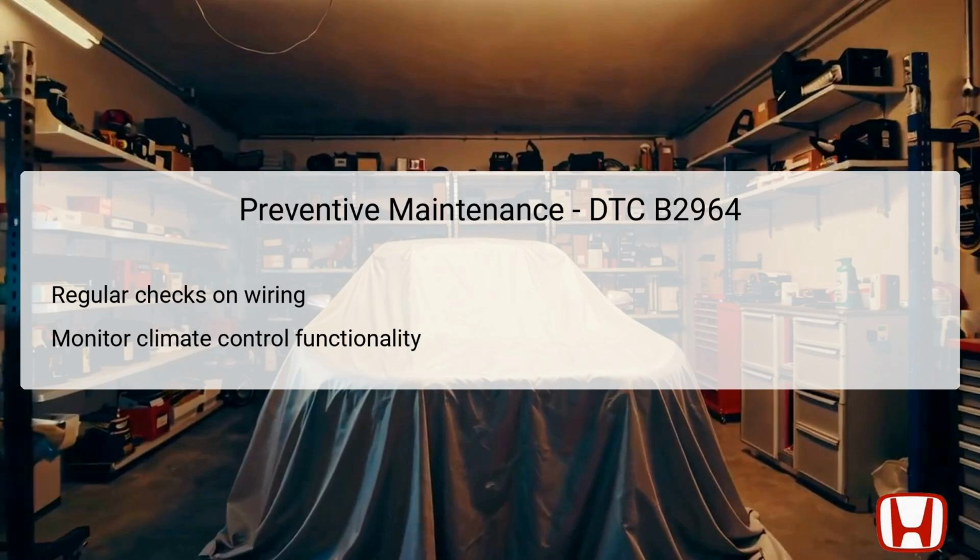Preventive maintenance plays a critical role in minimizing the risk of encountering DTC B2964 in the future. Regular checks on the wiring harness connecting the climate control unit and switch should be conducted, looking for any signs of wear, breaks, or corrosion. Keeping the connectors clean and securely fastened helps in maintaining optimal communication between components.